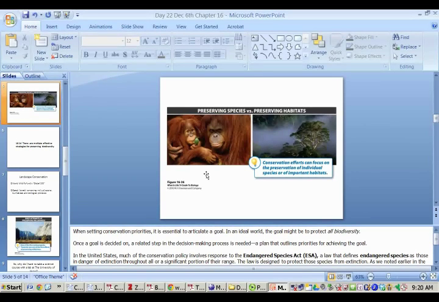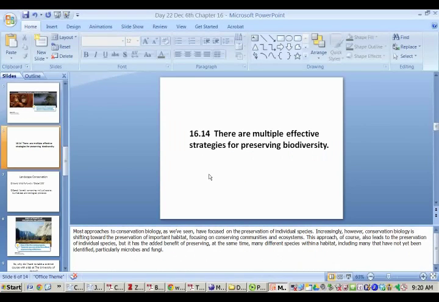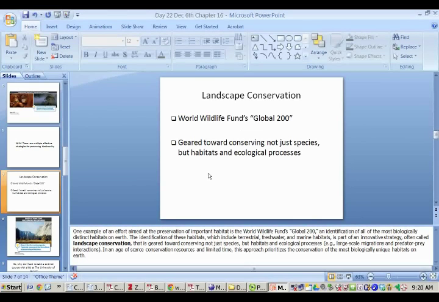And so we have to have plans in order to achieve our goals. Things like the Endangered Species Act have been enacted that are laws that help to protect certain species along with the habitat where they live. So lots of questions and never really all of the answers. So there are multiple effective strategies for preserving biodiversity, not just for their utilitarian roles, but for their beauty and their ecosystems, historical value, and things like that.